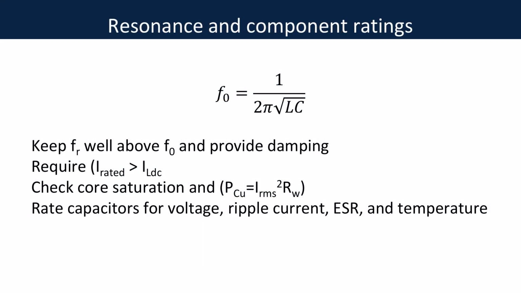Practical design begins by checking the LC resonant frequency. The operating ripple frequency should be well above F0, and the network must have adequate damping. The choke current rating must exceed the DC load current, including allowance for ripple and transients, and its core must not saturate. Copper loss equals IRMS squared times winding resistance. Capacitors require adequate voltage margin, ripple current rating, temperature rating, equivalent series resistance, lifetime, and correct polarity. In a pi filter, C1 usually experiences the greatest charging current stress.